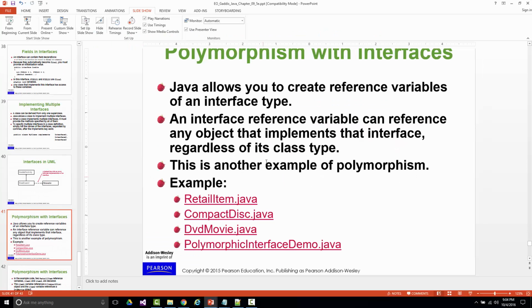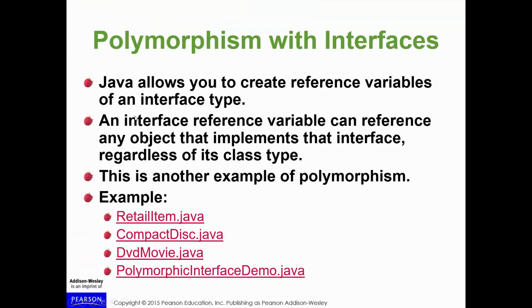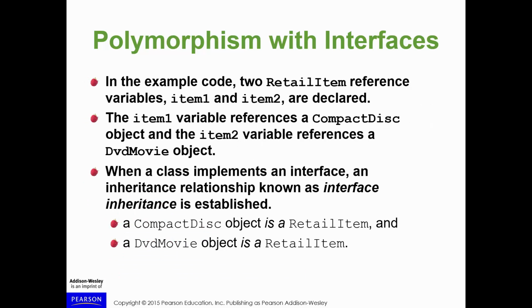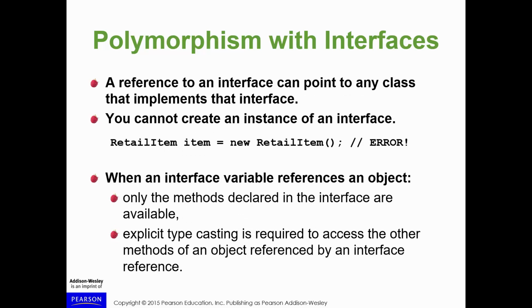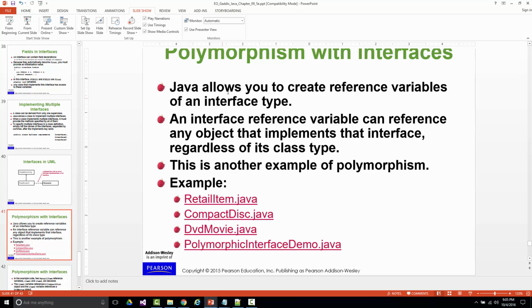Polymorphism with interfaces here, as we're just about done with the chapter. As mentioned, Java allows you to create reference variables of an interface type. These can reference any object that implements that interface. It's another example of polymorphism in action, and they show that with a program that's in the book. I'm not going to run through that because, again, I don't have the book with me. And that's it for this chapter.